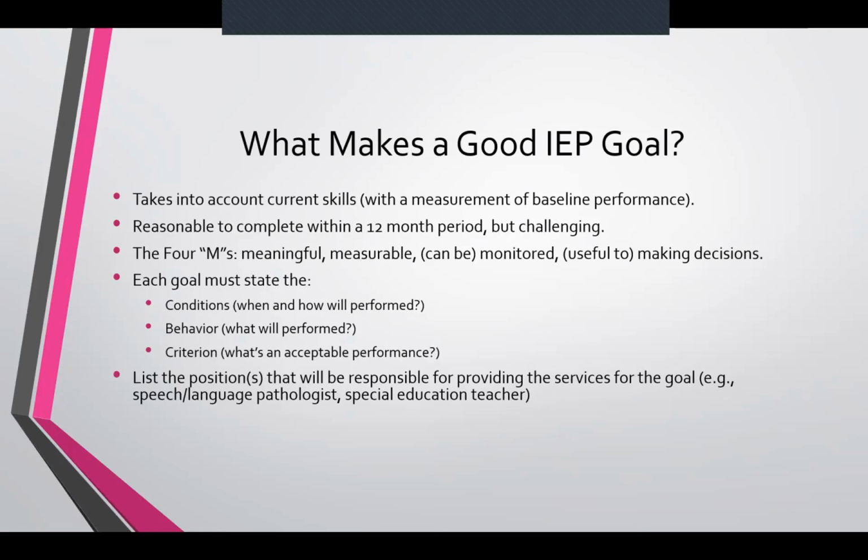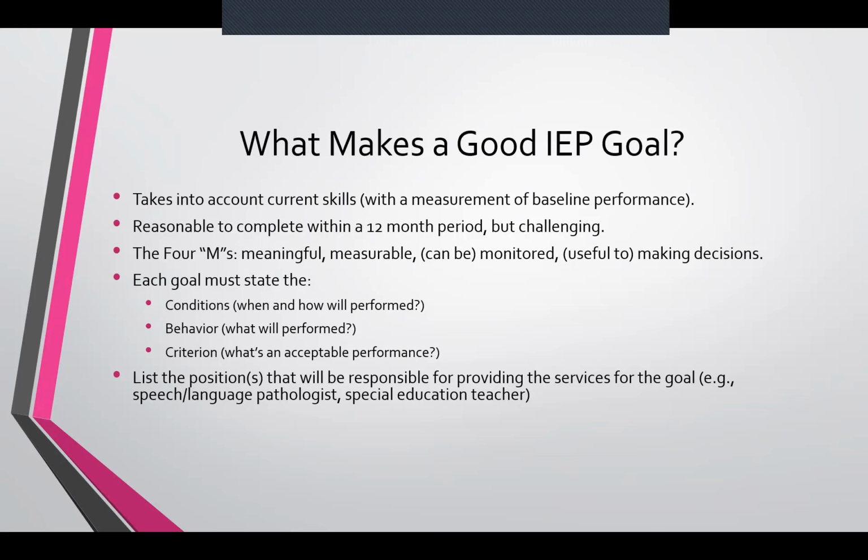We make meaningful goals, meaningful to the education, to the family, and they need to be measured. We want to be able to monitor them. And we want to make goals that are useful to think about other decisions about the child's educational programming. So thinking kind of down the line as well.